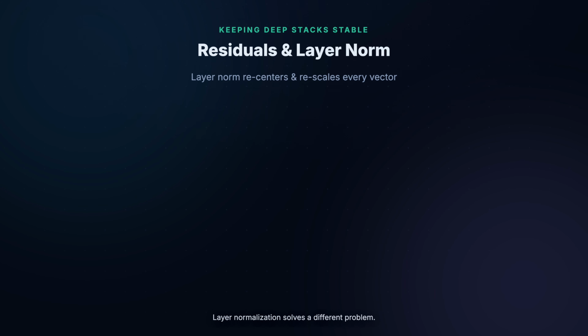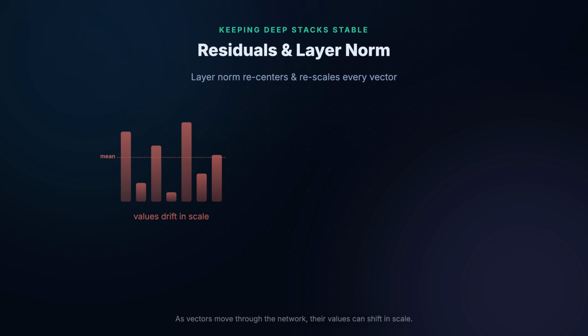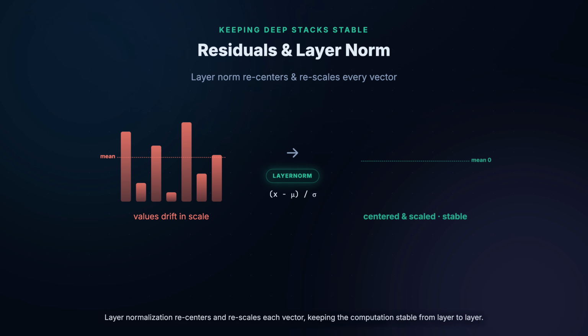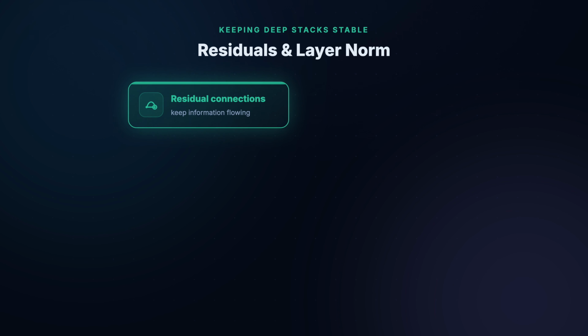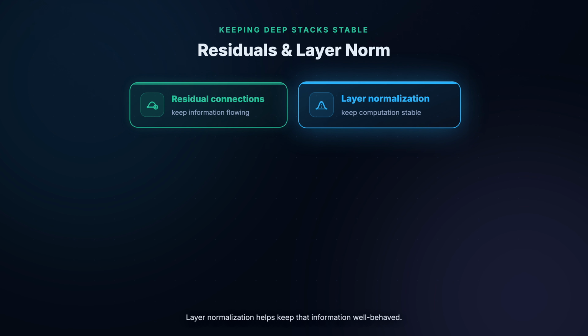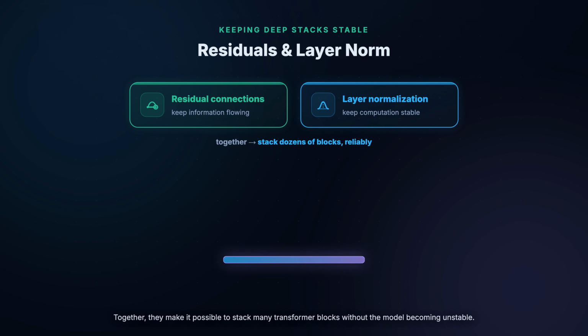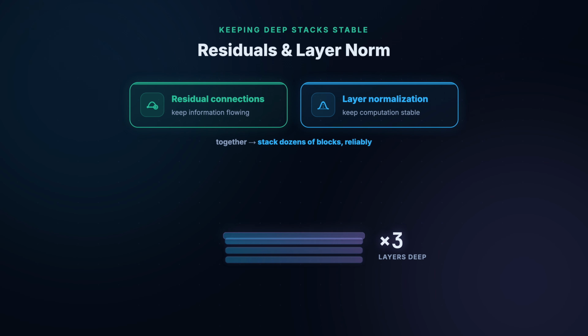Layer normalization solves a different problem. As vectors move through the network, their values can shift in scale. Layer normalization recenters and rescales each vector, keeping the computation stable from layer to layer. So residual connections help information flow. Layer normalization helps keep that information well-behaved. Together, they make it possible to stack many transformer blocks without the model becoming unstable.